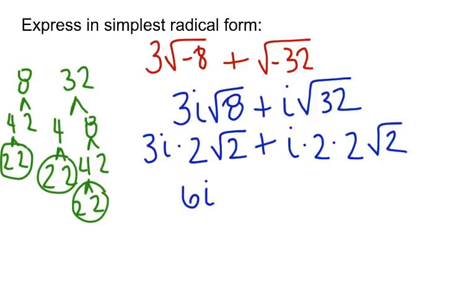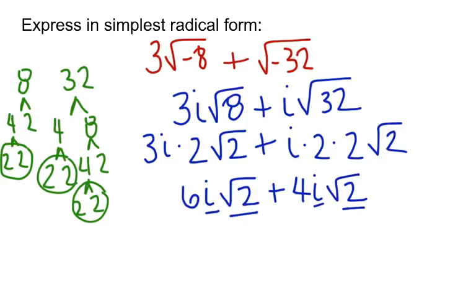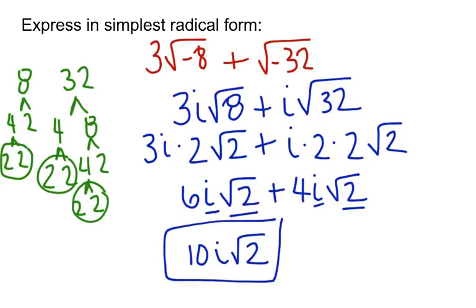Any numbers that are on the outside of the radical are getting multiplied together. So I end up here. Usually the i comes after the number because it's technically a variable. And now, since these both have the same radical and they both have an i, these are like terms. So I add my coefficients to make 10, and I keep the i, and I keep the radical 2 in my answer. And that is simplest radical form.